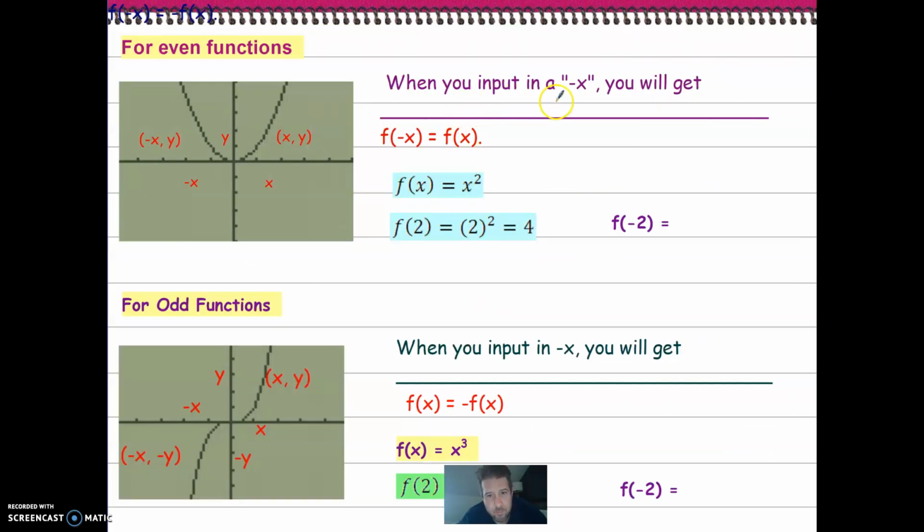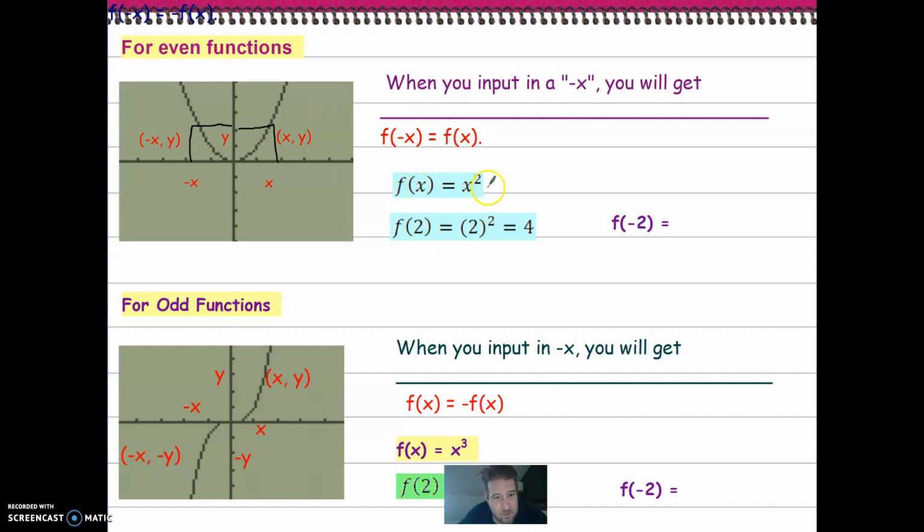Okay, so when you input a negative x, you'll get f of negative x equals f of x. So when you look at this, the height of x has the same height as negative x. What you're going to notice is that the input of negative x gives you the exact same output. So in this case, that's what proves this true.